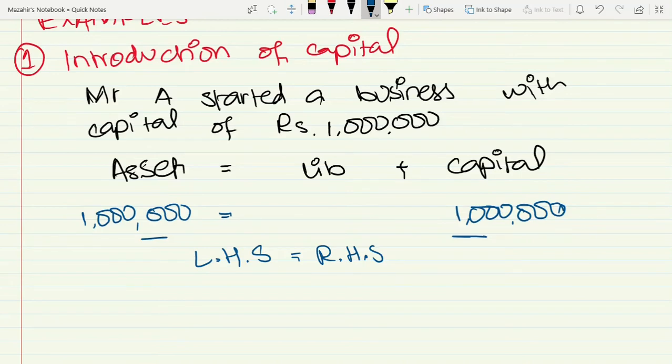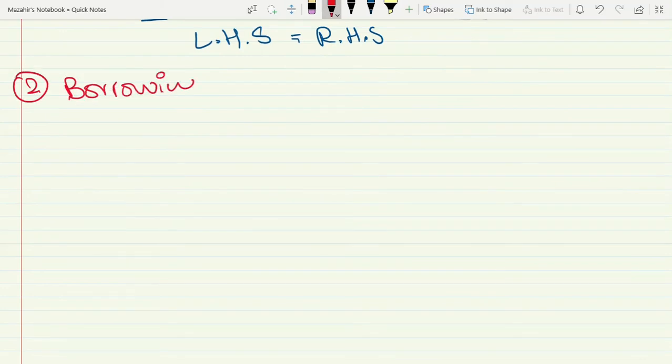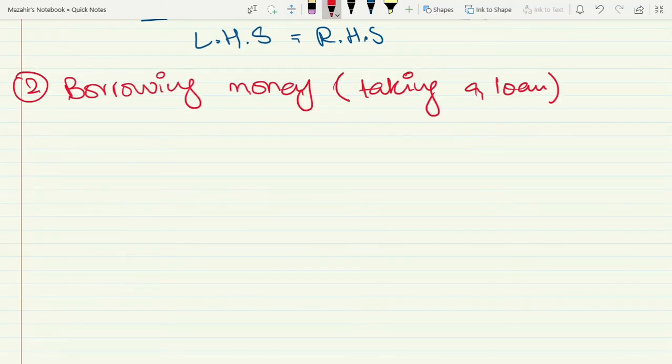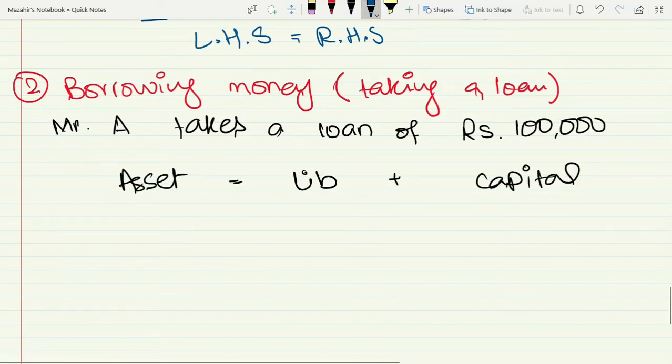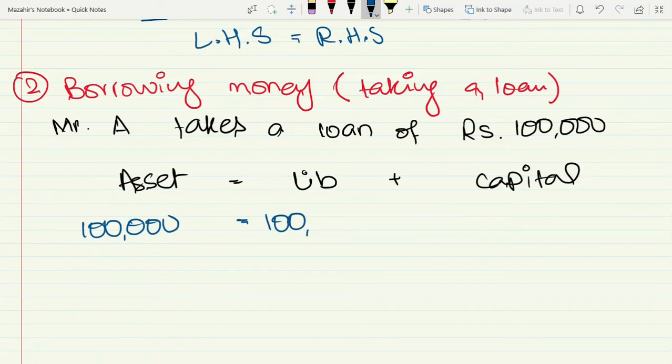Moving to the second type of transaction, that is borrowing money or taking a loan. Here we will say that Mr. A takes a loan of rupees 100,000. For the illustration in the accounting equation of this transaction, the amount of loan we obtain is in cash or cash equivalents, so our assets will be increased by 100,000, and the loan is our liability because it is a present obligation, and the settlement of this loan is expected to have an outflow of resources. So our liability will be increased by 100,000, and again our two sides of the equation are equal.